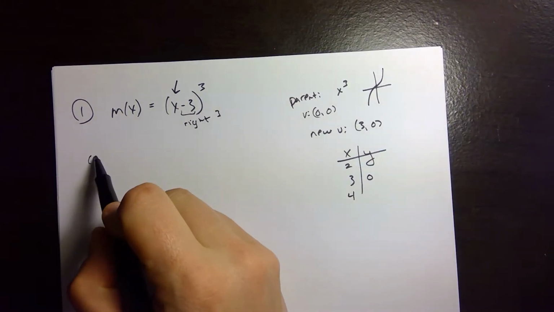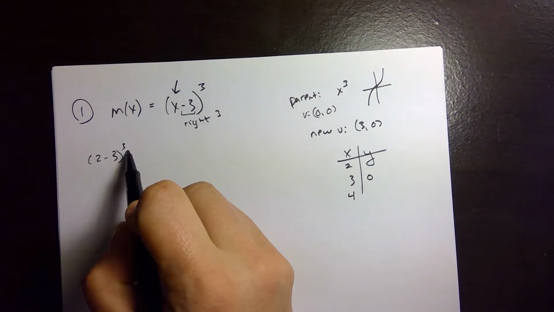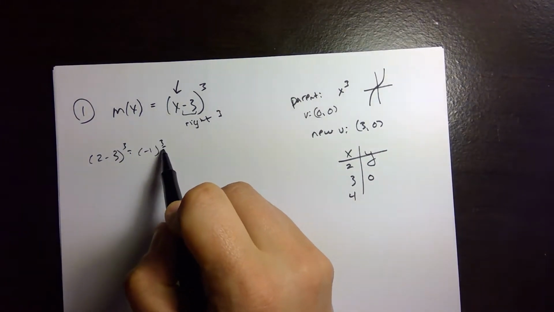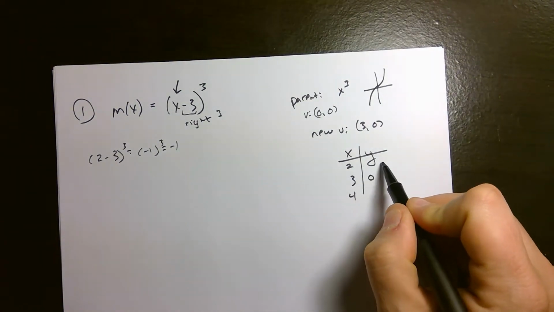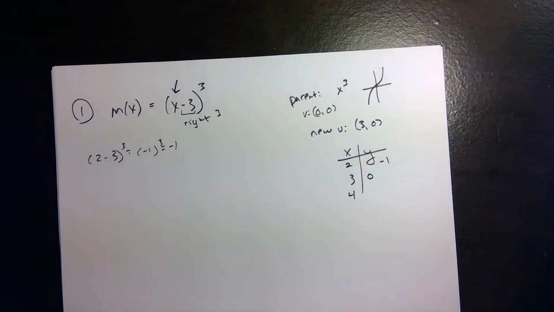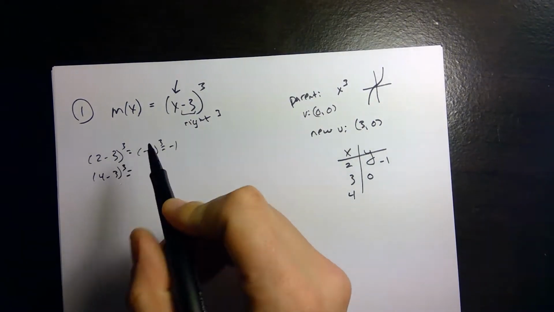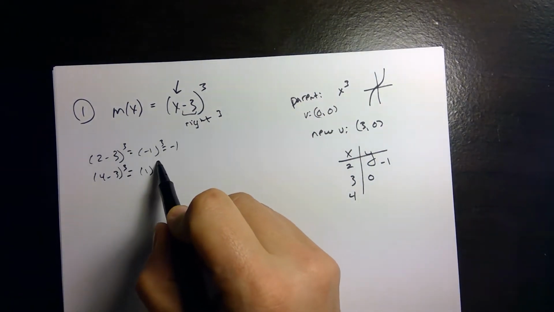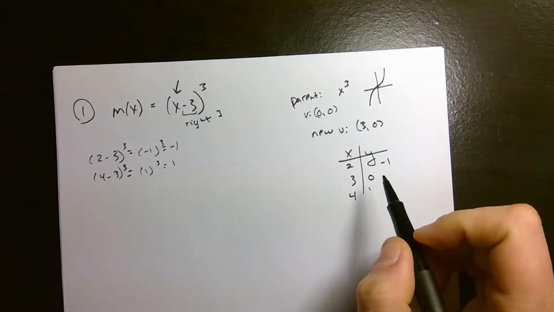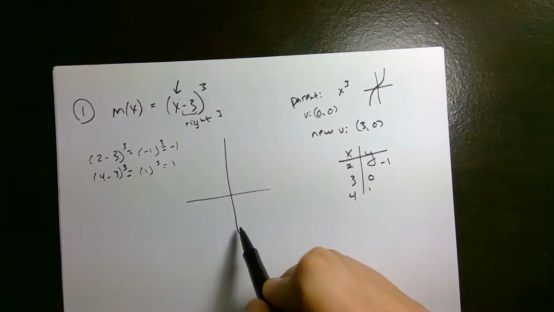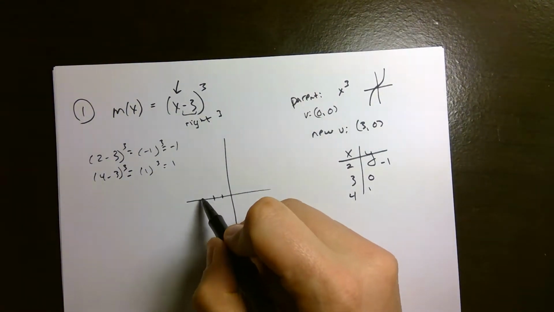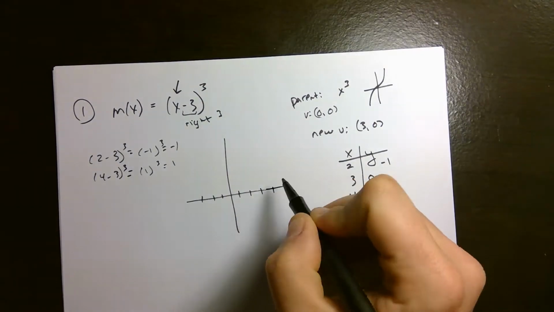So I'm going to have 2 minus 3 cubed. Well, that's going to give me negative 1 cubed, which is negative 1. And so I will have the point 2, negative 1. And then I will stick the 4 in there, and I will calculate that. And so I will have 4 minus 3, which is a positive 1, and when I cube it, I get a positive 1. And so I'm able to draw my new graph by plotting these points that I have calculated.